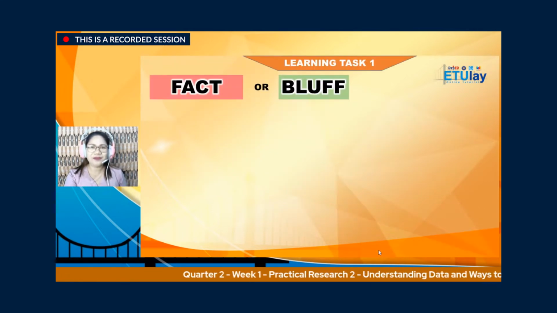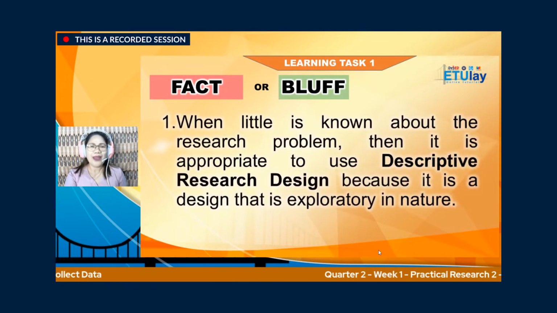Let's start. We are going to do Fact or Bluff. We will answer fact if we think the given statement is correct, and bluff if we think it is wrong. So, number 1. When little is known about the research problem, then it is appropriate to use descriptive research design because it is a design that is exploratory in nature. Is it a fact or a bluff?